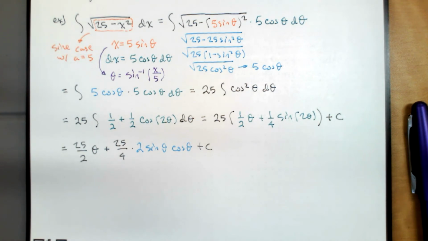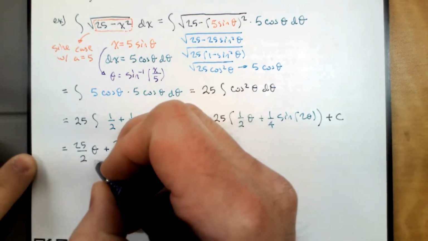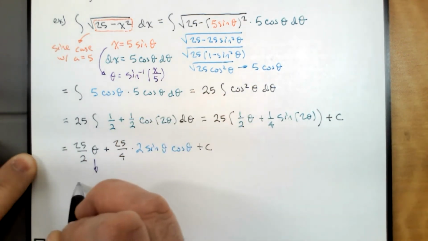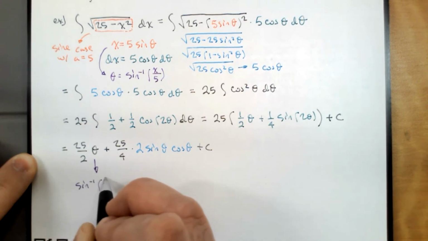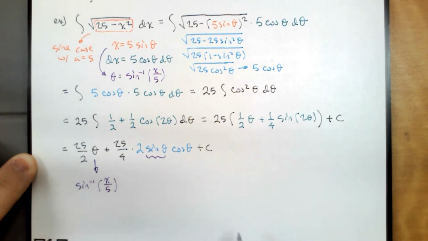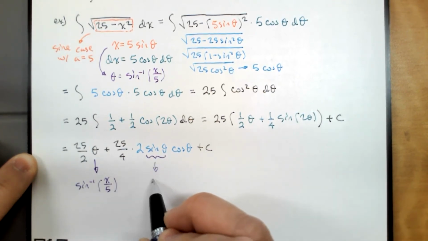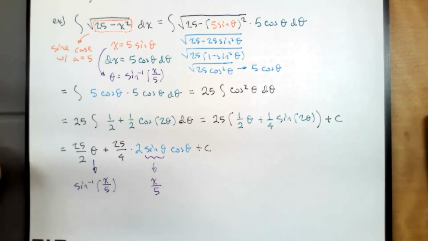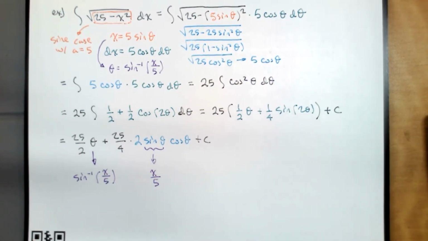Theta, I know I can replace with sine inverse of x over 5. And I also know that sine theta is equal to x over 5. So theta is going to be sine inverse of x over 5. But this sine theta right here, I can replace with just x over 5. That's just the middle step between x equals 5 sine theta. Solve that for sine of theta. Sine of theta is x over 5.